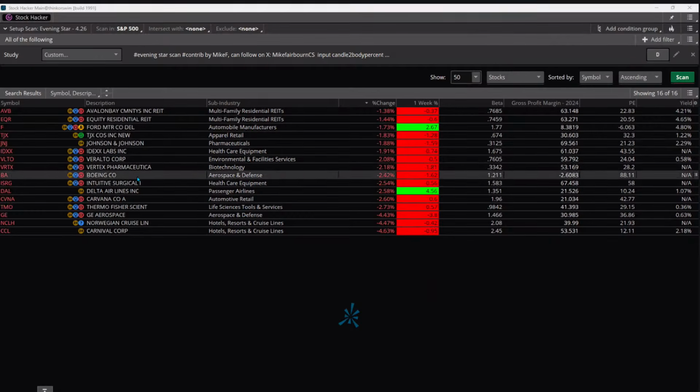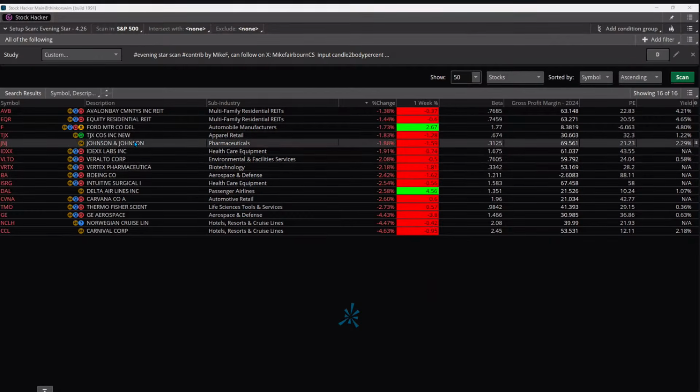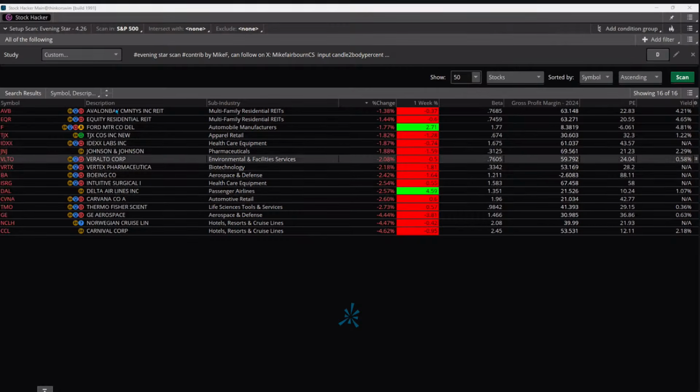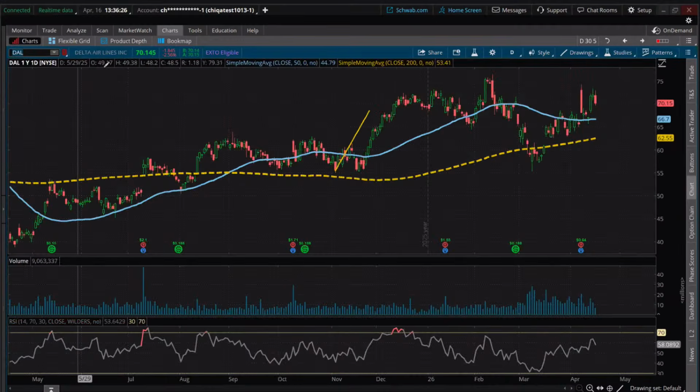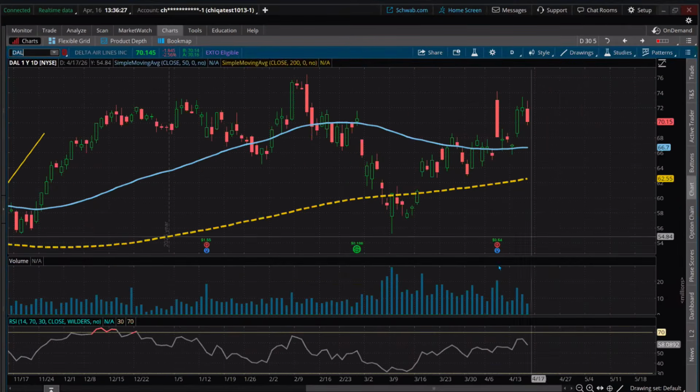I'm just going to pull up one right now and show you. Johnson & Johnson has one. So does Delta Airlines. Okay, let me look at Delta. I want to pull up this DAL. We can look at J&J as well. Oh, there you go. Ah, so just flip everything around.